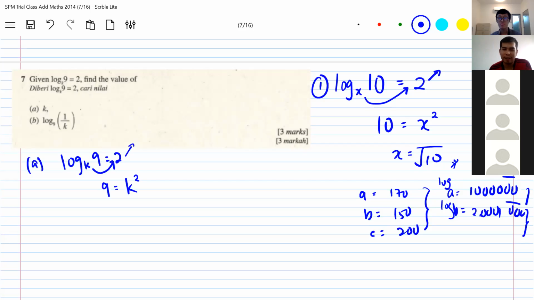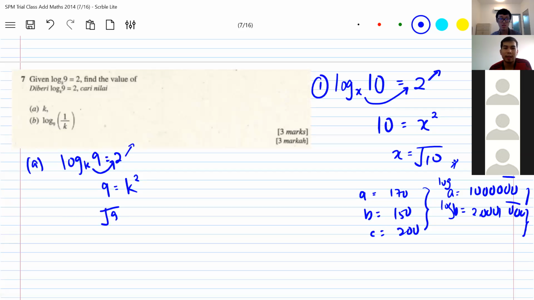It's good if you can see it right away, if you're very good at squares. If not, then how do you get rid of squares? You get rid of squares by square rooting. If you square root one side, you have to square root both sides.